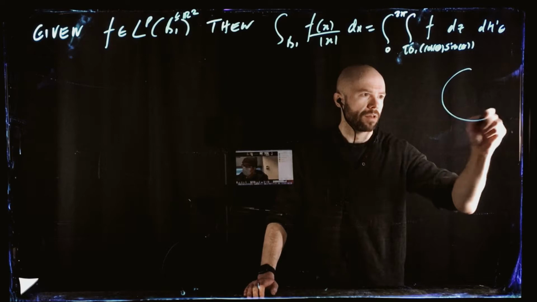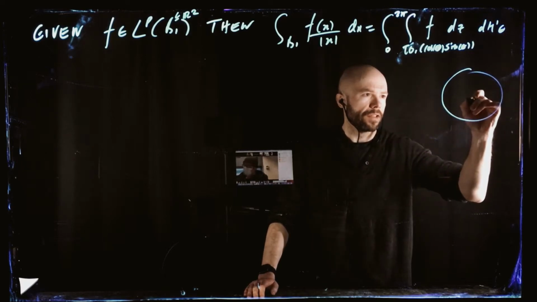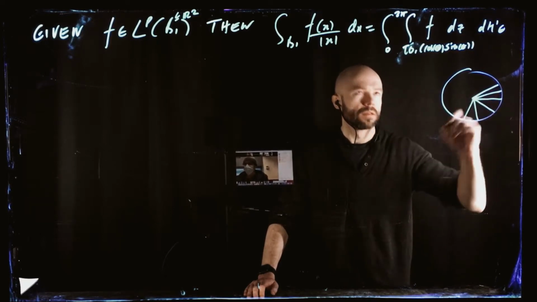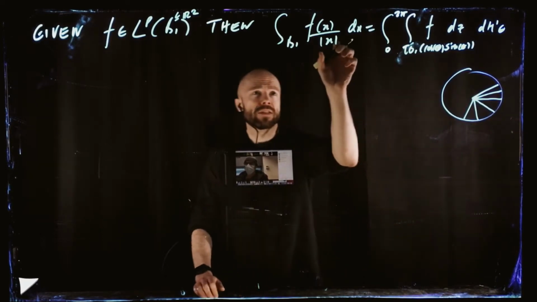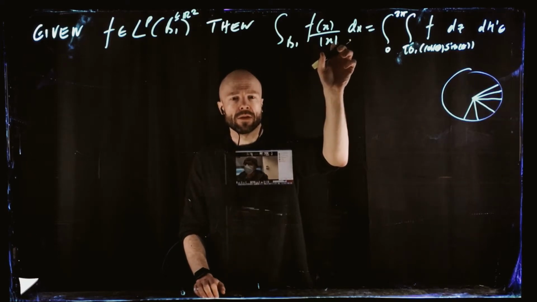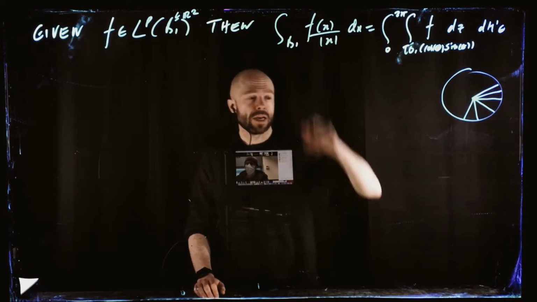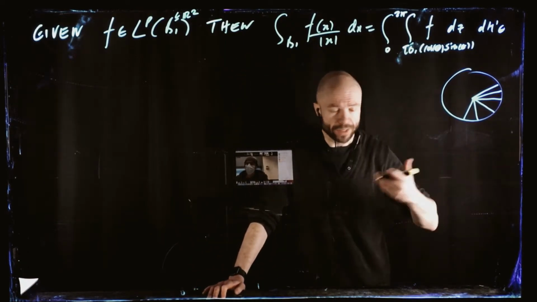So we have a function defined in a ball, and we can integrate along these rays like this, so long as we accept that we have this function 1 over mod x inside the integral of f. And this, I showed, just follows from some change of variable formula.